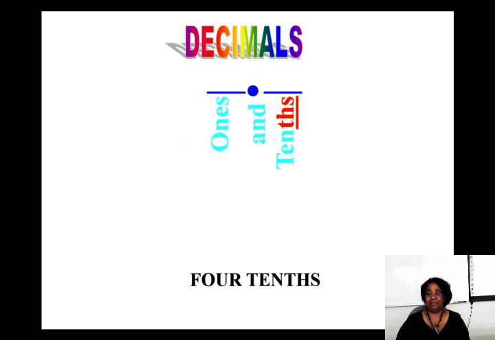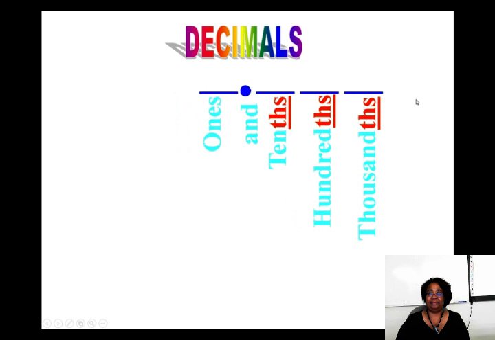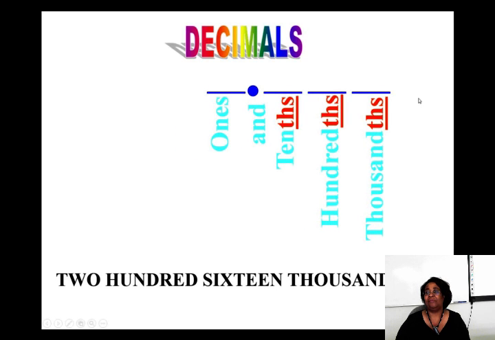How would I write this one? 0.4. I want that 0 there, okay? I want you guys to practice putting that 0 there. Okay, what about this one? 0. Okay, so 0, 2, no, 1 6. 1 6. You guys are forgetting your 1. Okay, it's 16 thousandths.